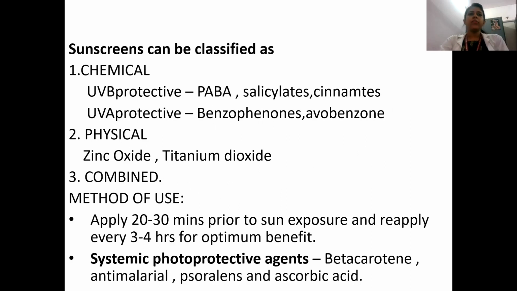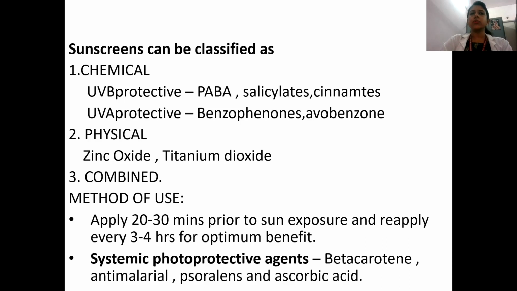So like I said before, we have chemical sunscreen, physical sunscreen, and combined sunscreen. Chemical sunscreen will absorb the UV rays and convert them. So we have UVA protective and UVB protective. UVB protective are PABA, salicylates, and cinnamates. UVA protective are benzophenone and avobenzone. Physical sunscreens are zinc oxide and titanium dioxide, and combined ones have both physical and chemical factors.